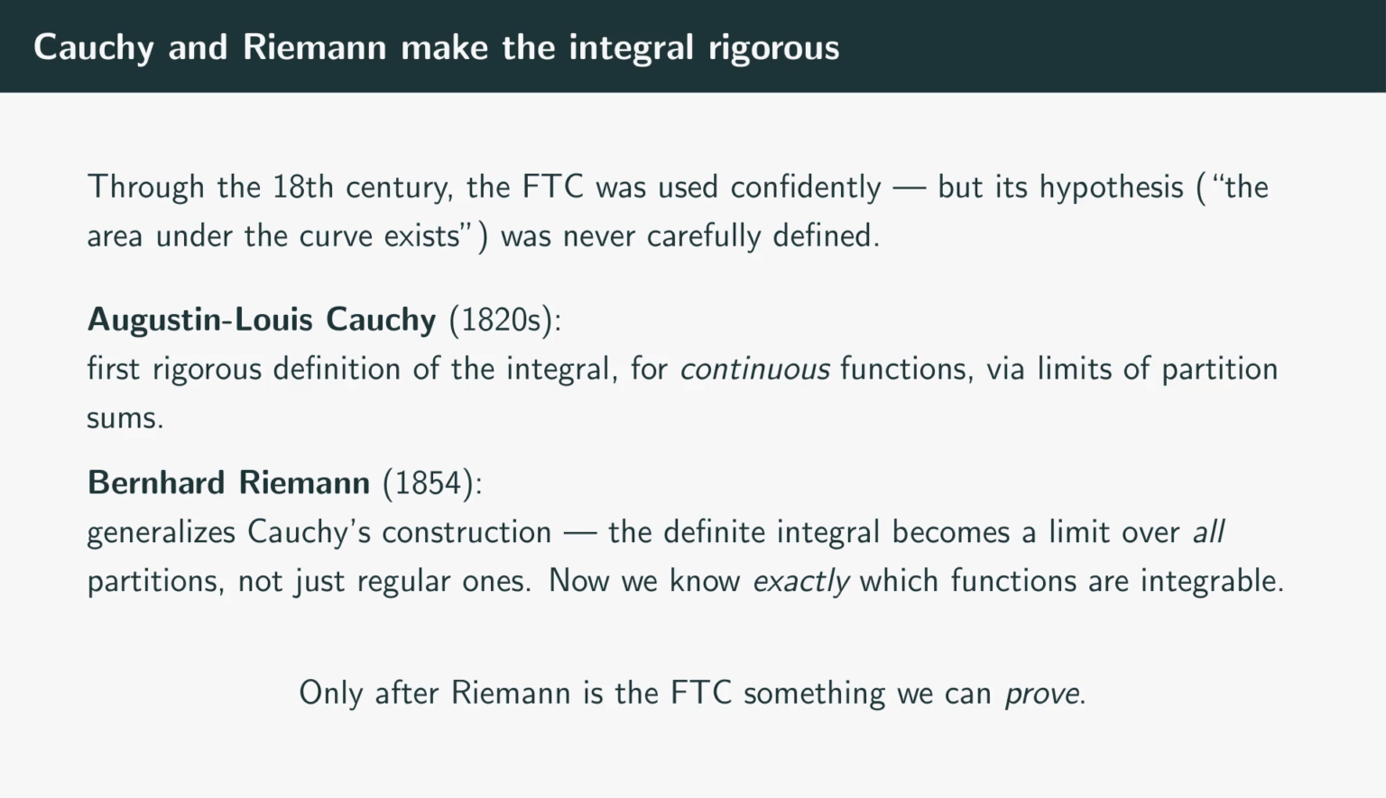He allowed arbitrary sample points inside each subinterval, and he asked the question, does the limit exist as the mesh of the partition shrinks to 0, no matter how you sampled? If yes, the function is integrable. This pinned down exactly which functions admit an integral, including, importantly, some functions with discontinuities. That is the modern Riemann integral. And only once Riemann's definition was in place could the fundamental theorem of calculus be proved as a theorem rather than treated as a guiding principle. So that one-line identity you'll write at the end of this video is basically four mathematicians stacked on top of each other.